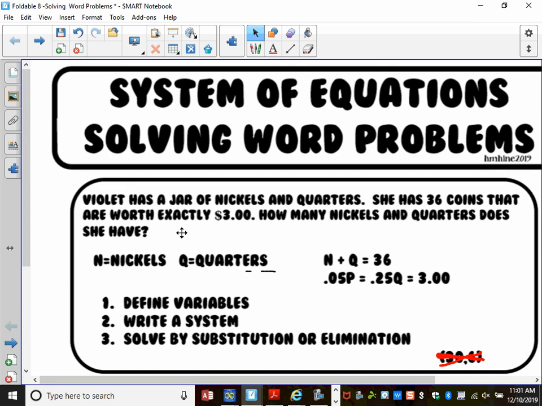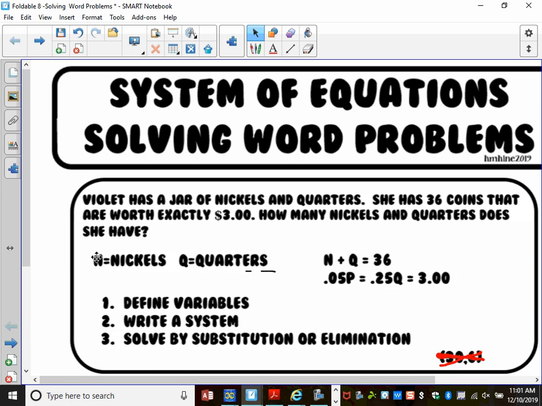Now, for this one right here, we already know these two. We have already done the first 2 steps. Remember, in your packets, I only had you define what your variables represented, and then I had you write the 2 equations, but we did not solve them. So really, we're only doing part 3 today, okay?